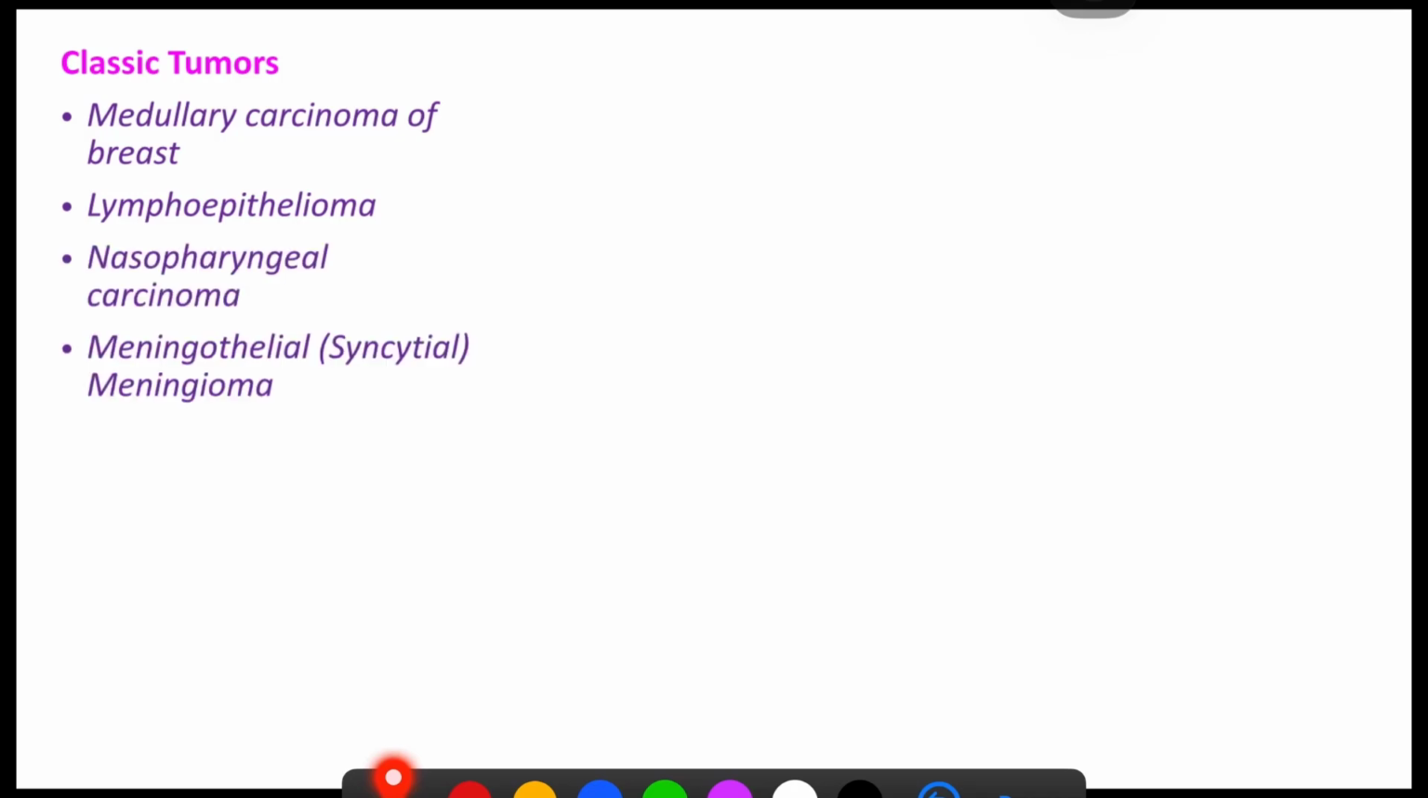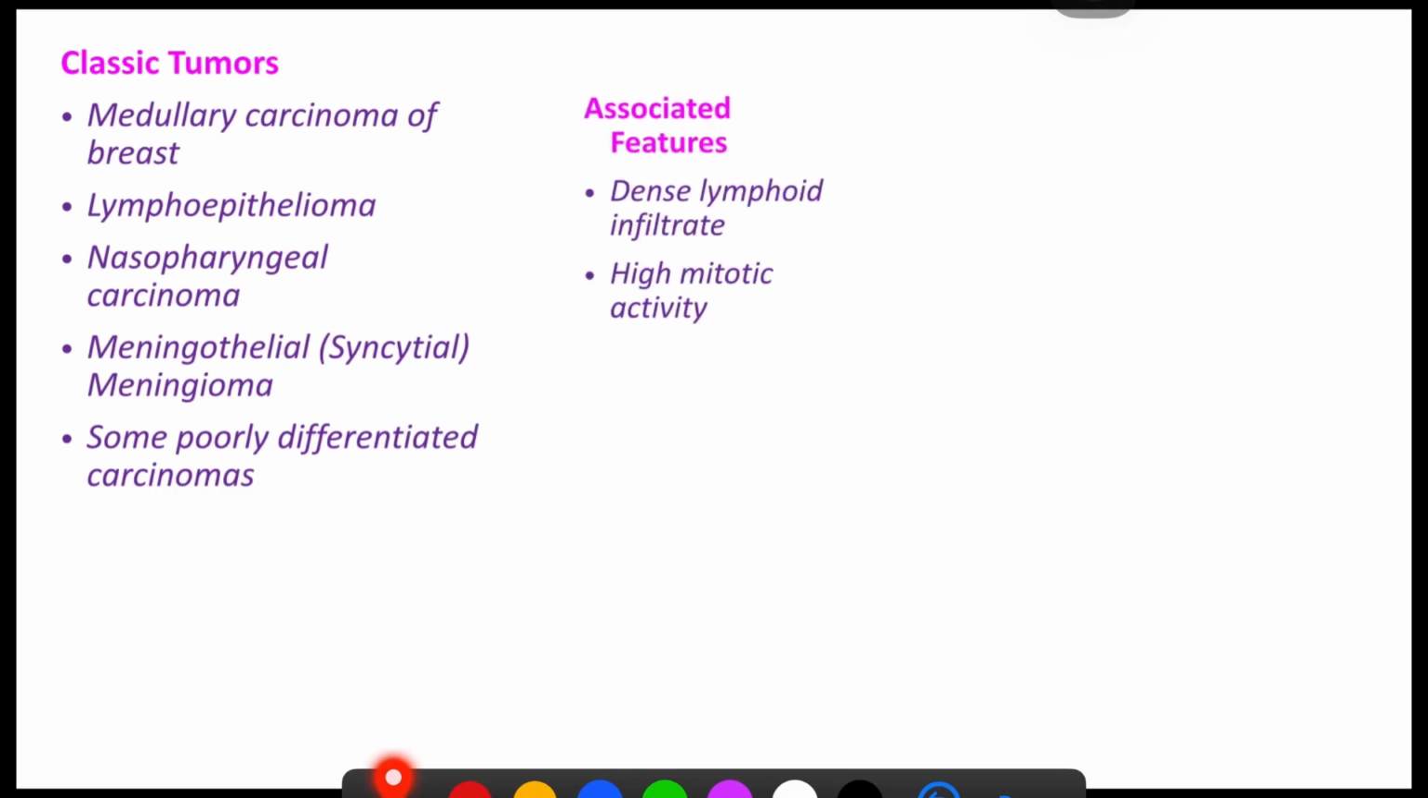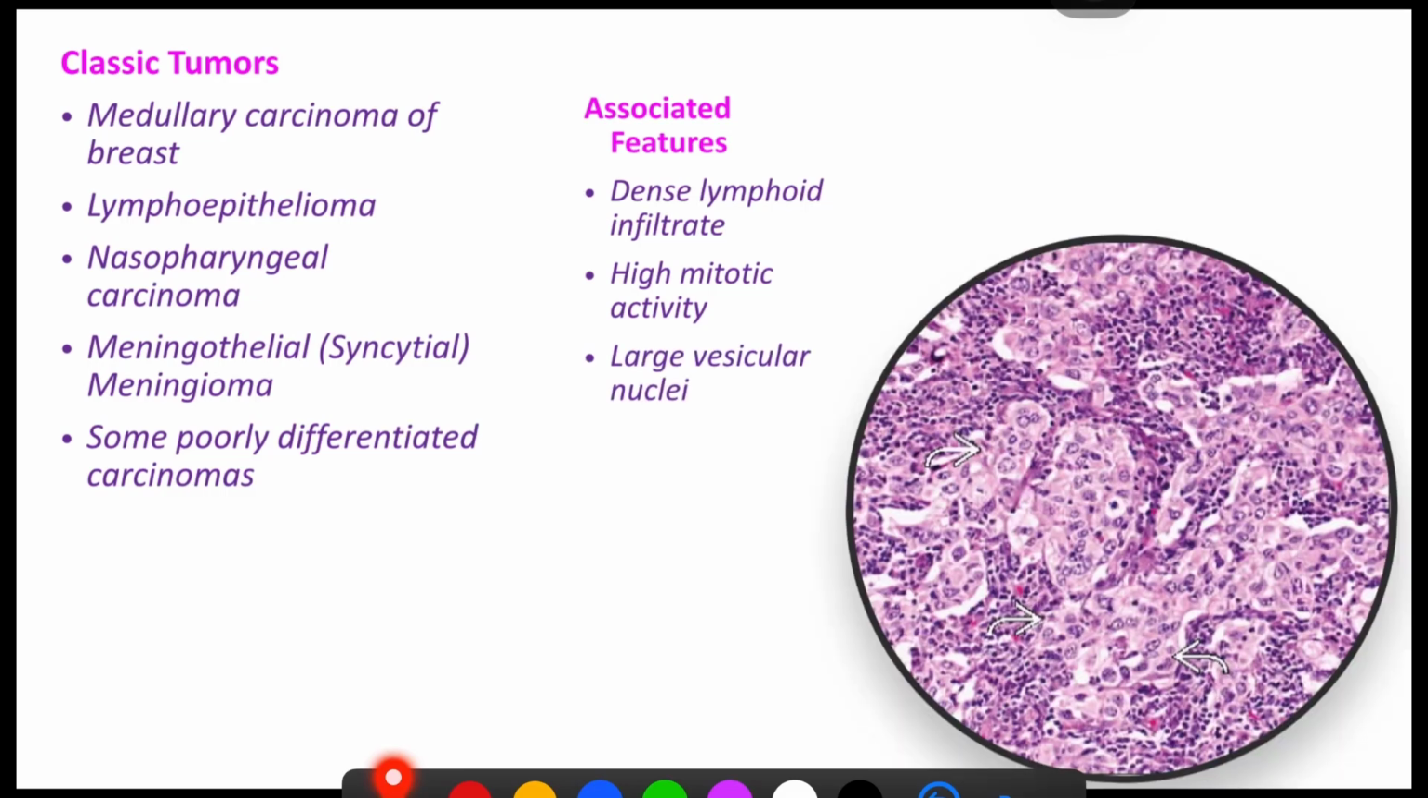Now, what are the classical tumors which show this pattern? One is medullary carcinoma of the breast, then lymphoepithelioma, nasopharyngeal carcinoma and meningothelial meningioma. Along with these tumors, some poorly differentiated carcinomas may show this pattern. What are the associated features? Mostly in tumors like medullary carcinoma of the breast and lymphoepithelioma, there is a dense lymphoid infiltrate in between the tumor syncytium, and there is high mitotic activity. Nuclei are large and vesicular.